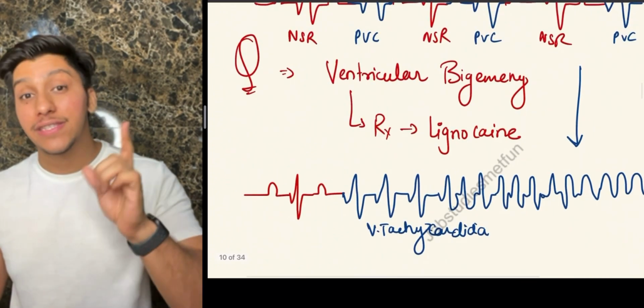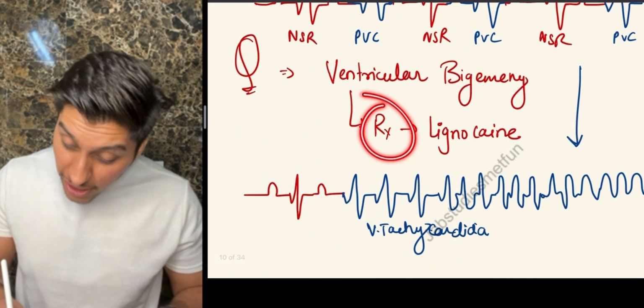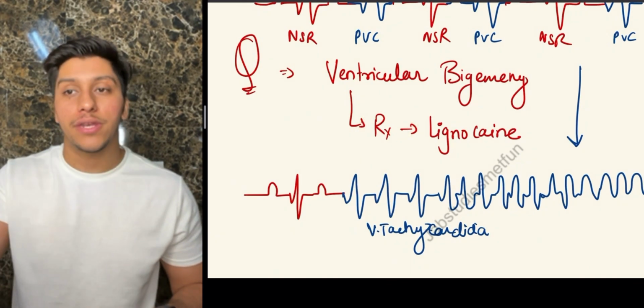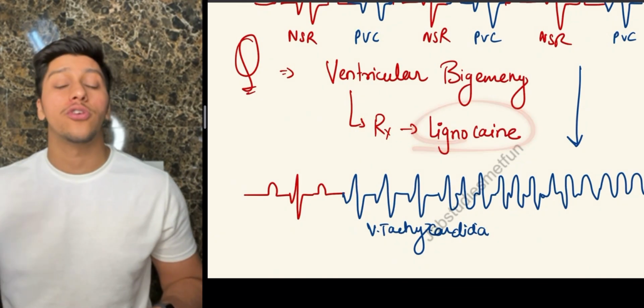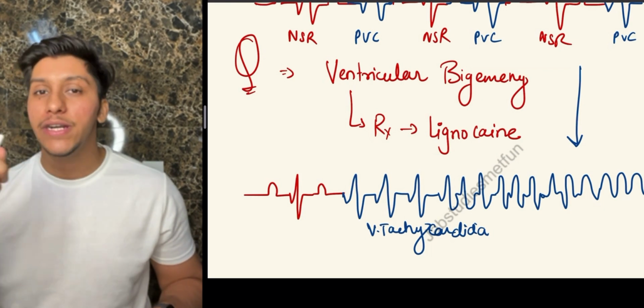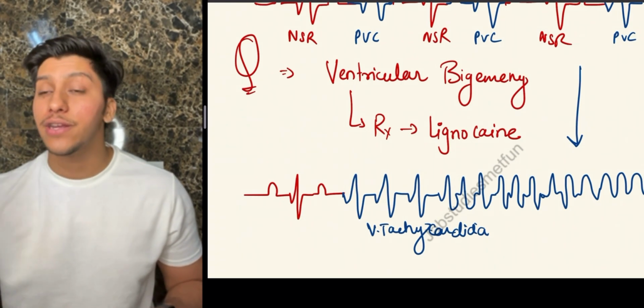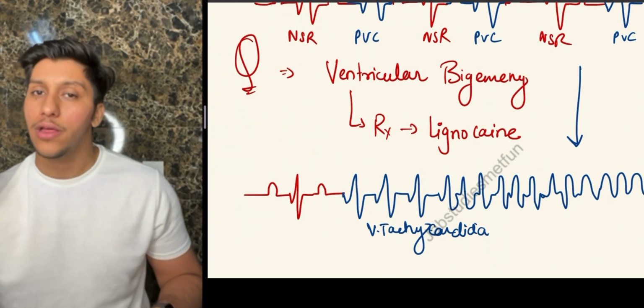Okay, digibind is the treatment over there. Treatment over here for ventricular bigeminy is going to be lignocaine. If they ask you normally in digoxin poisoning, that is going to be digibind. Here the management of ventricular bigeminy, guys, that is going to be your lignocaine.